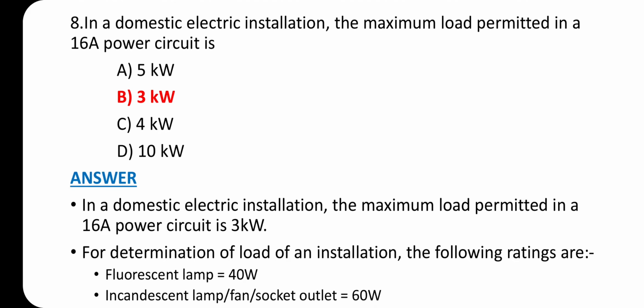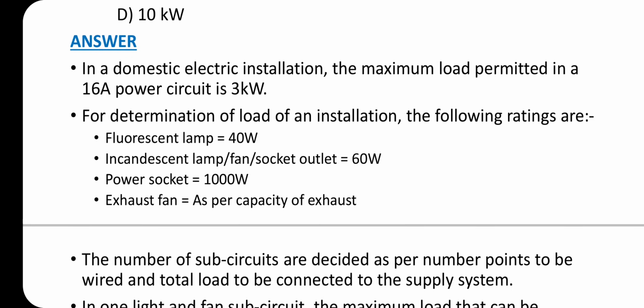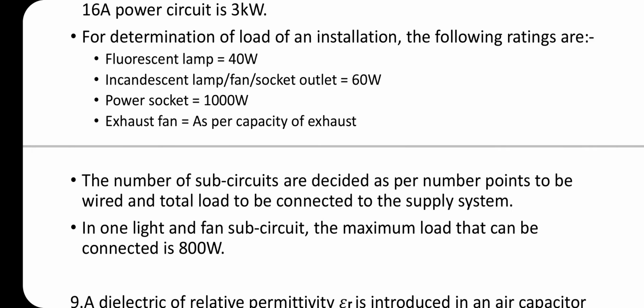Question number 8. In a domestic electric installation, the maximum load permitted in a 60 ampere power circuit is, answer is option B, 3 kilowatt. For determination of load of an installation, the following ratings are used: fluorescent lamp 40 watt, incandescent lamp or fan or socket outlet 60 watt, power socket 100 watt, exhaust fan as per capacity of exhaust.